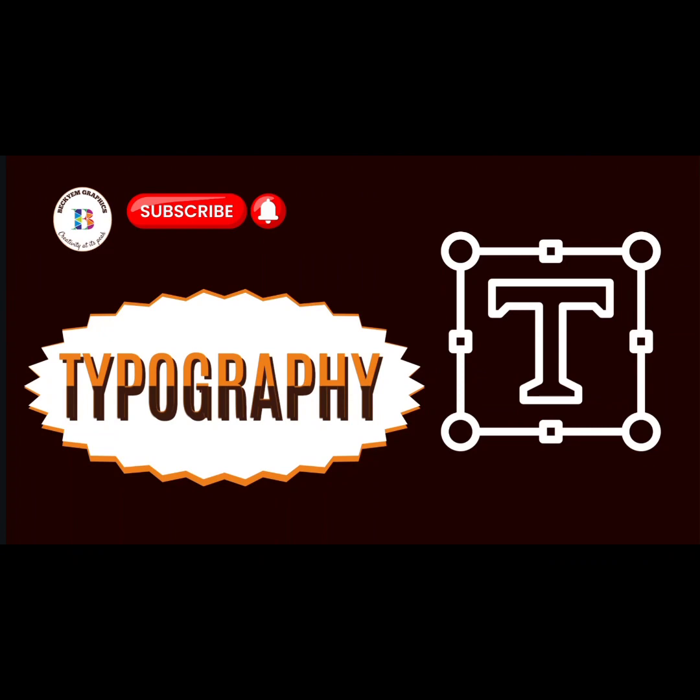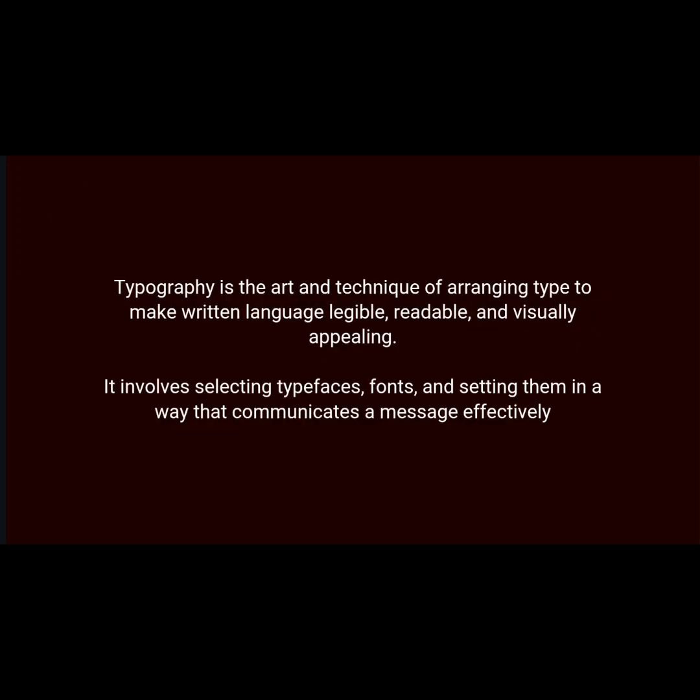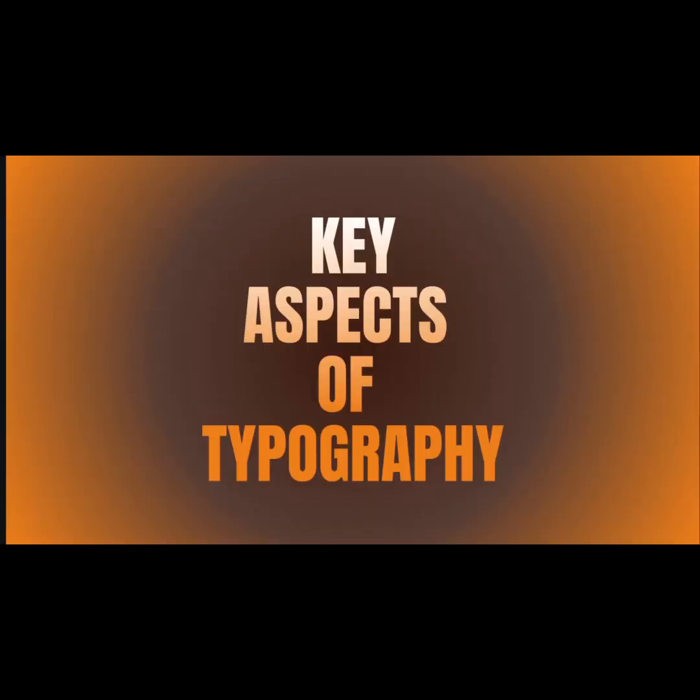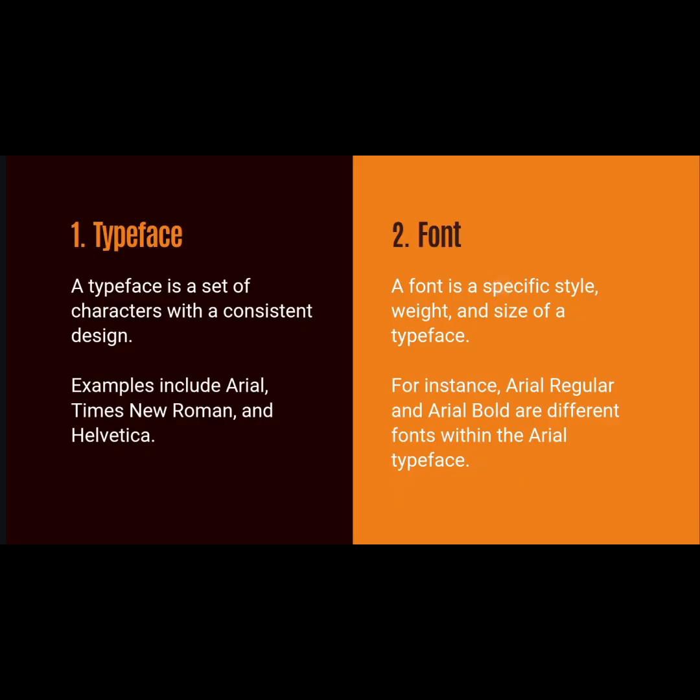Typography is all about the text in our design, the type of font we use, the way we arrange it, and every other thing. By definition, typography is the art and technique of arranging type to make written language legible, readable, and visually appealing. So it has to do with selecting typeface, font, and the way we arrange them, like I said. Now let's look at the key aspects of typography.